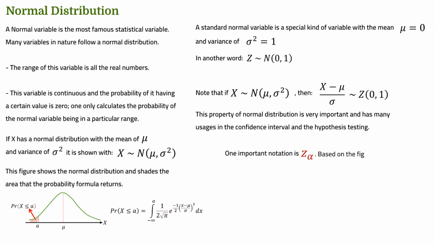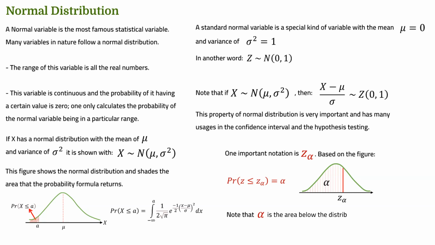One important notation, Z alpha. Based on the figure below, Z alpha is a value of the standard normal variable such that the probability of Z being less than Z alpha will be equal to alpha. So alpha is the probability, Z alpha is a value of the variable. Again, note that alpha is the area below the distribution up to Z alpha.